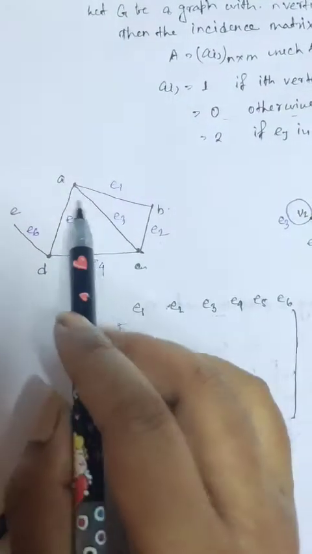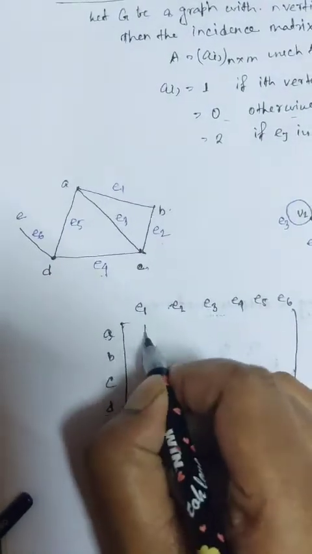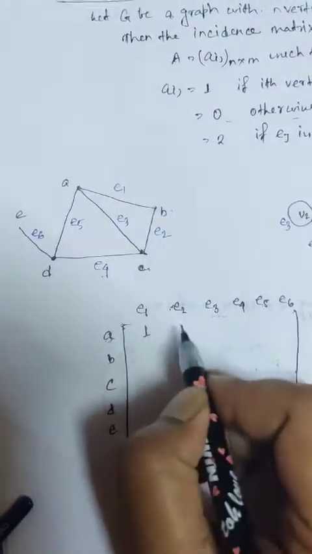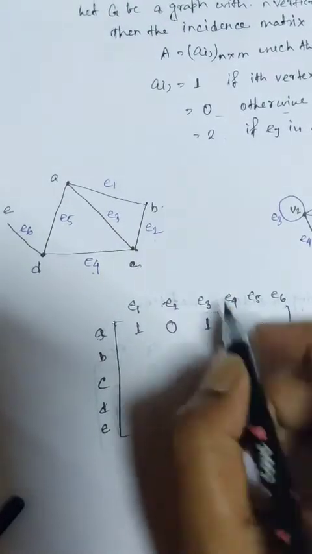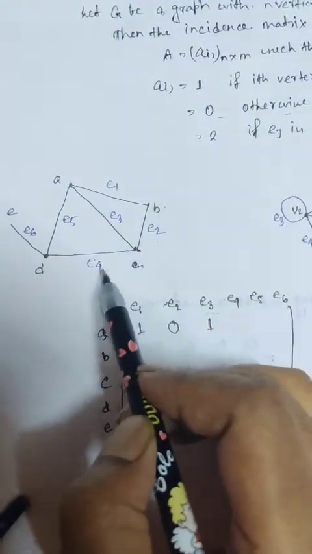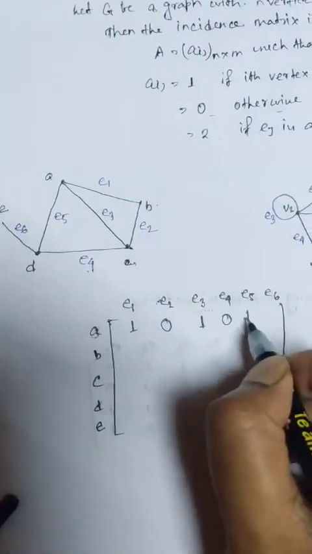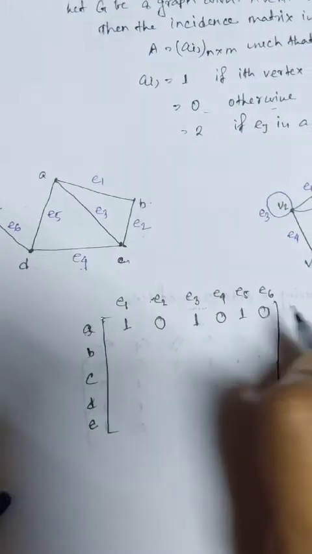If we follow A, A is incident with E1, so here we will write 1. A is not incident with E2, so it will be 0. A is incident with E3, so here we will write 1. A is not incident with E4, so it will be 0. A is incident with E5, so it will be 1. A is not incident with E6, so it will be 0.